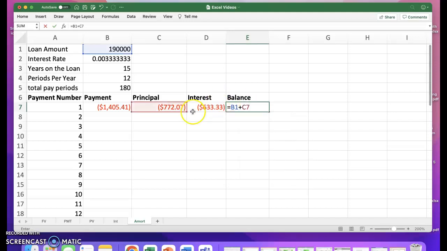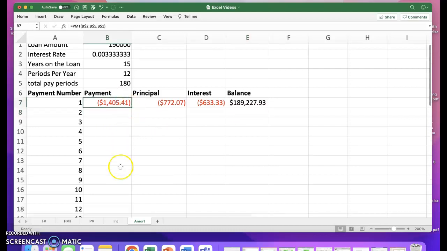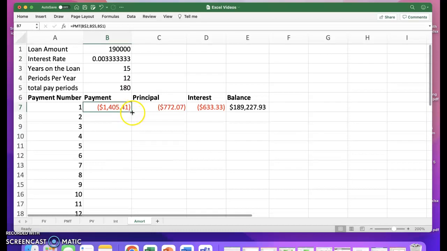C7. No $ signs. Now, the reason we're adding is because you can see in C7, our number is in parentheses. That means it's a negative number. So when I hit enter, you can see my balance is less than what I started with by $772.07.